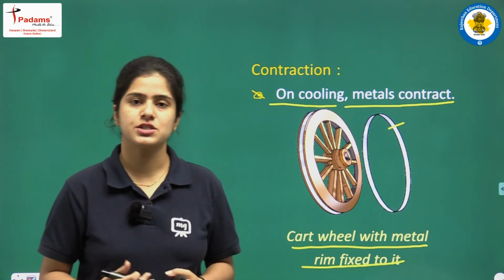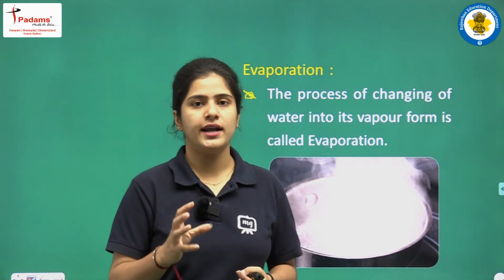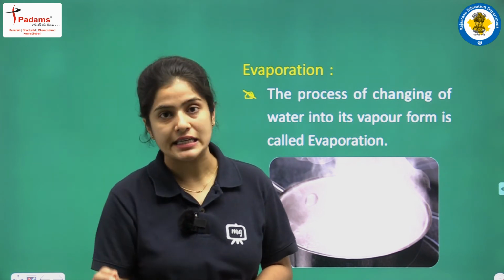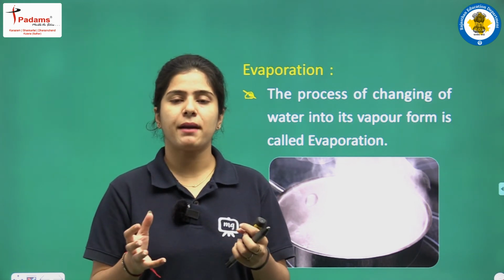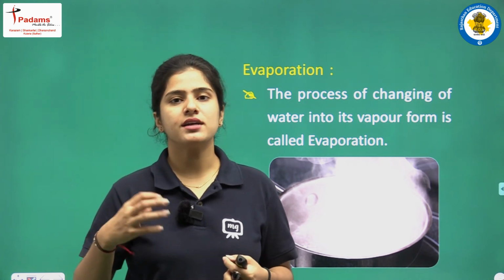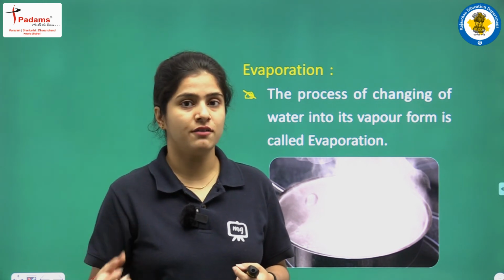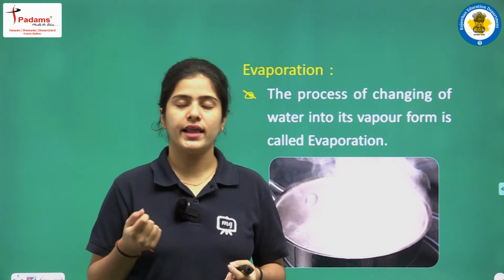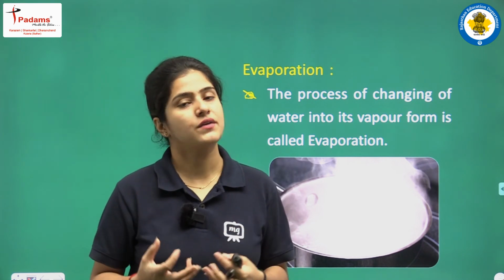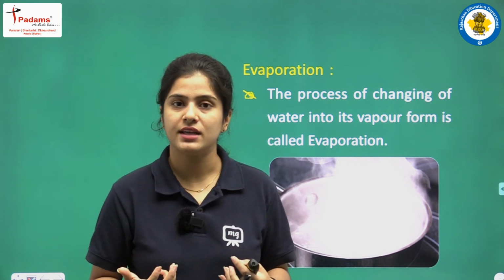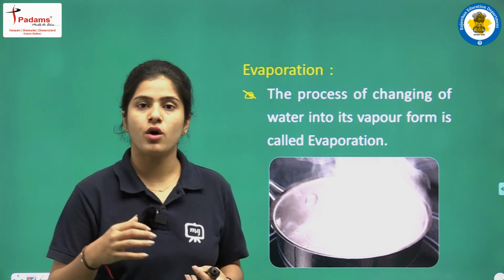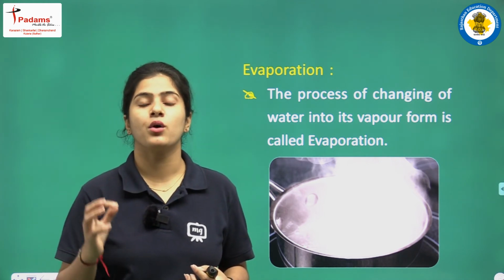What is evaporation, students? You must have boiled water at home, right? If you haven't boiled it, you must have seen boiling water. In a pan you have some water, boiling it well. You must have observed that when you keep boiling it, the volume of the water decreases. Why is it happening, students? Because on heating, on boiling, the water changes into water vapors.